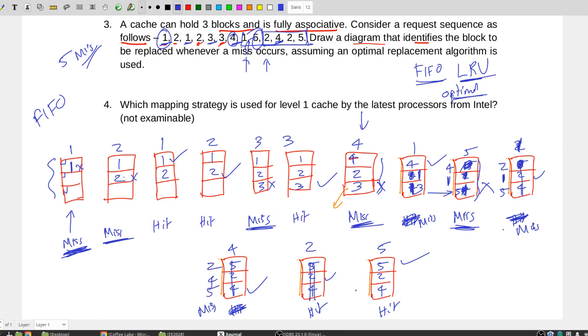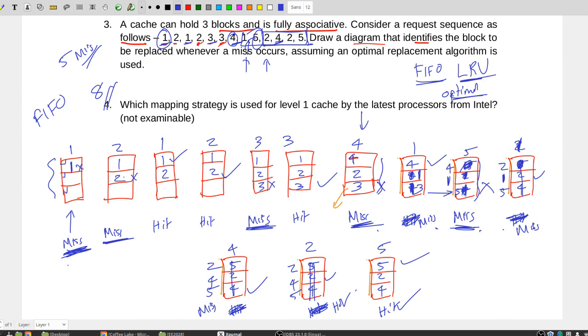And then next, 2 is requested. So finally we have a hit, right? So it will remain 2, 4, 5. And then 5 is requested. We have a hit again. So you will have 1, 2, 3, 4, 5, 6, 7, 8 misses. So here FIFO will give you 8 misses as opposed to 5 misses by your optimal algorithm.